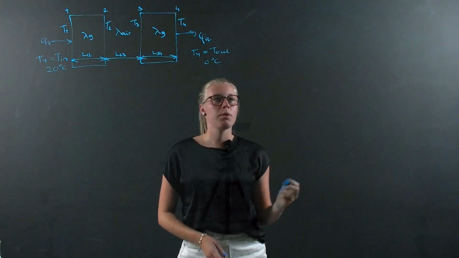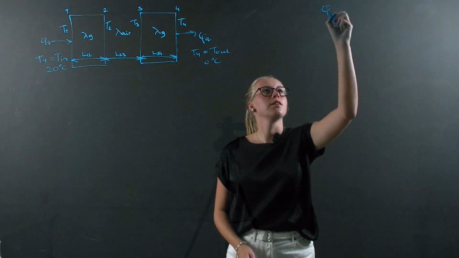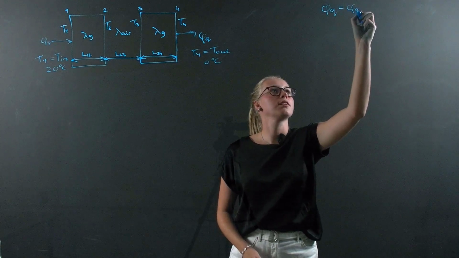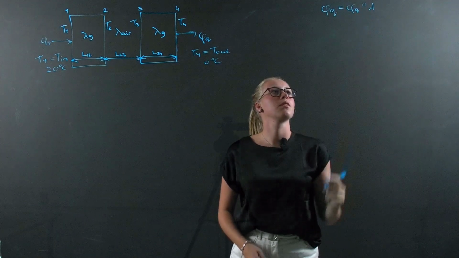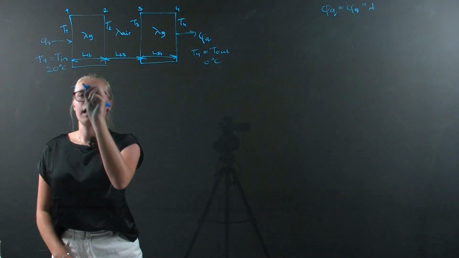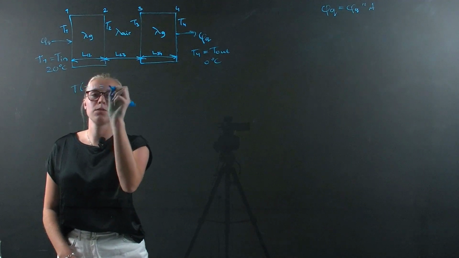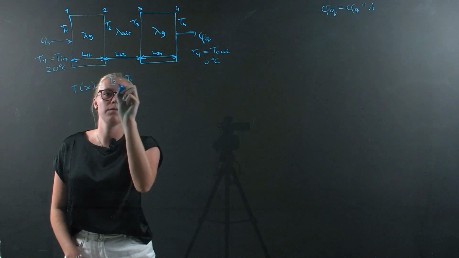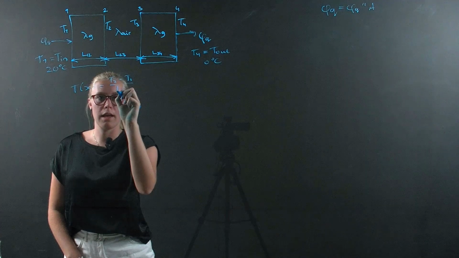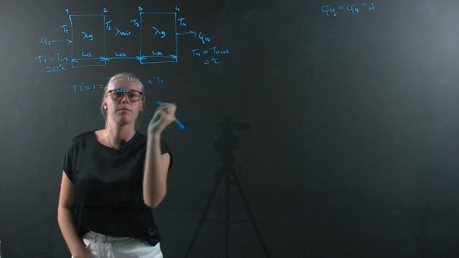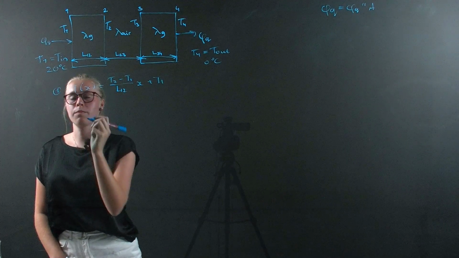For this problem, we will calculate the rate of heat loss, which is given by the heat flux times the area. We note that the temperature at x is equal to (T2 minus T1) over L12 times x plus T1. And we call this equation 1.